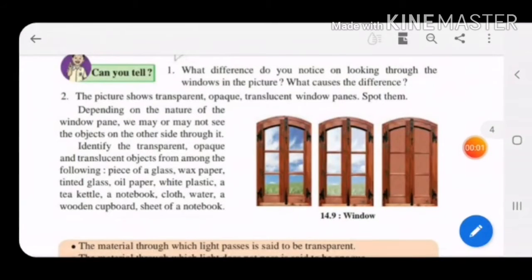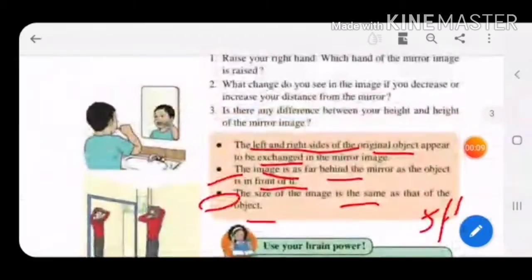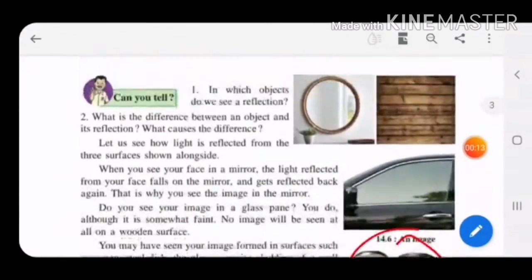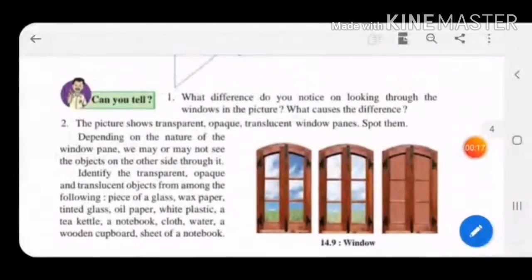Welcome students. Today we are going to continue our chapter number 14, that is light and formation of shadows. Part number 3. Till part 2 we have seen, till pinhole camera we have seen images in a plane mirror. Okay. Now let's move to further part of the lesson.